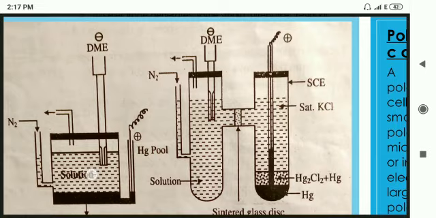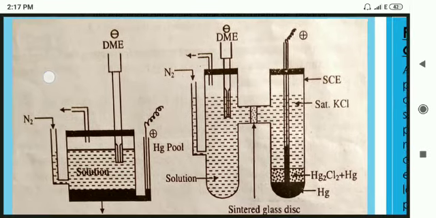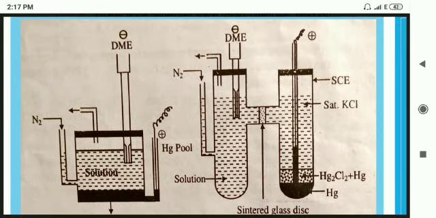And here in this simple one, the base of this sample cell is filled with mercury, and the right hand side is connected with the mercury pool, and it acts as a positive electrode, and above that the solution which is under study is filled, and the dropping mercury electrode is connected at the top. These are the two types of polarography.